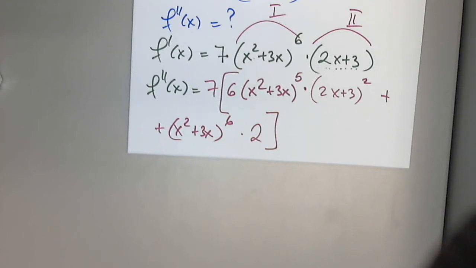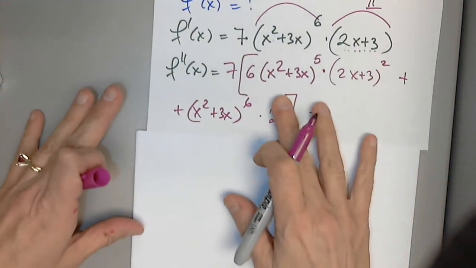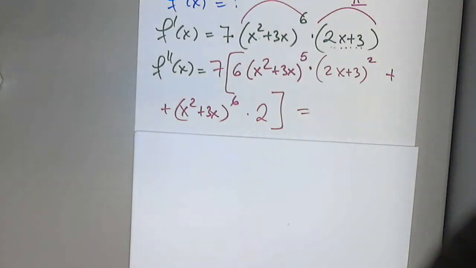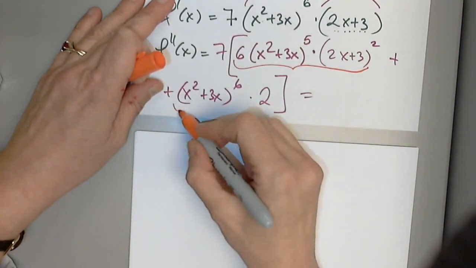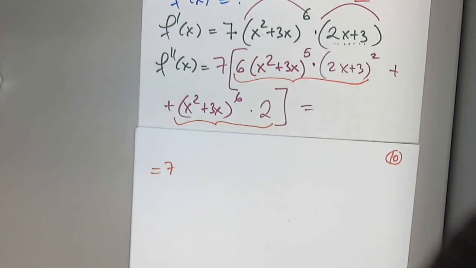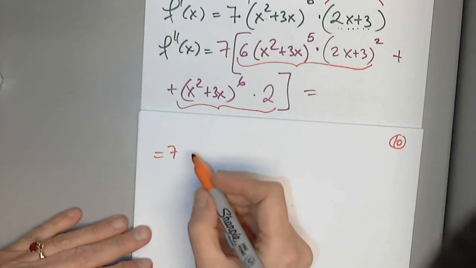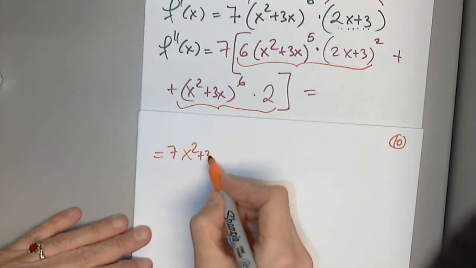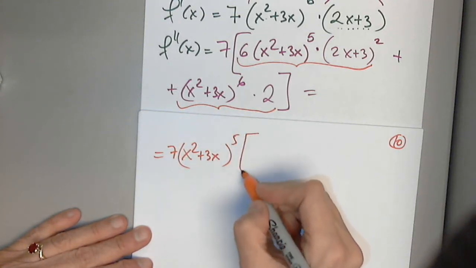Is this it? No, because I can factor. And you'll tell me how many terms we have in brackets and what is the common factor. So I see this and I see this. And you'll tell me what to factor out next to 7. Look everywhere and say, oh, these two have something in common. What is it? X squared plus 3x to which power? Exactly. Now open the bracket again.